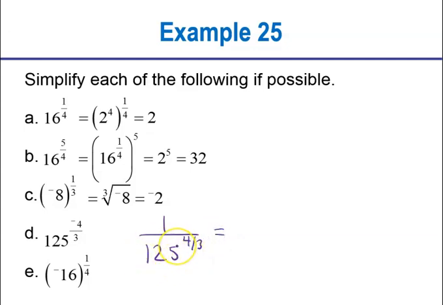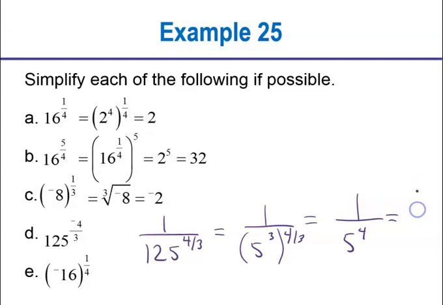Now, we could write 125 as 5 to the third. If you break that down into prime factorization, that is 5 to the third, and that's raised to the 4/3 power. You multiply 3 times 4/3, the 3's cancel, that's 1 over 5 to the 4th, and then what is 5 to the 4th? We know that 5 to the 4th is 625, so this is equivalent to 1/625.